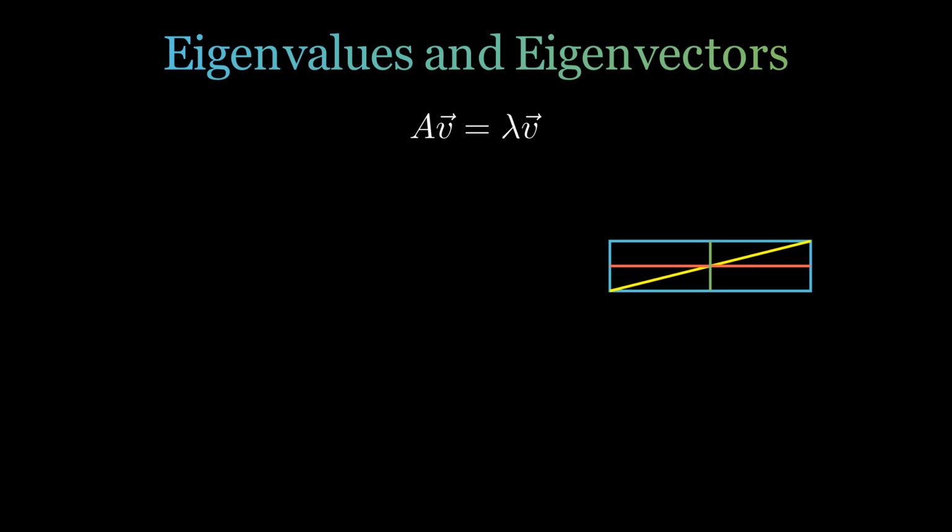In our example, the red and green lines were eigenvectors. The red line stretched by a factor of 2. So its eigenvalue was 2. The green line shrank by half. So its eigenvalue was 0.5.